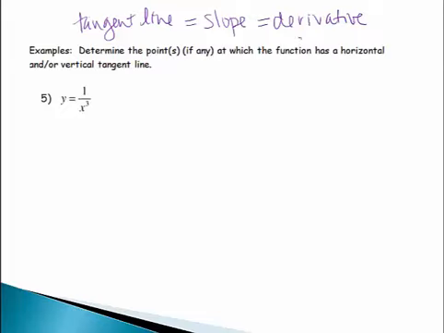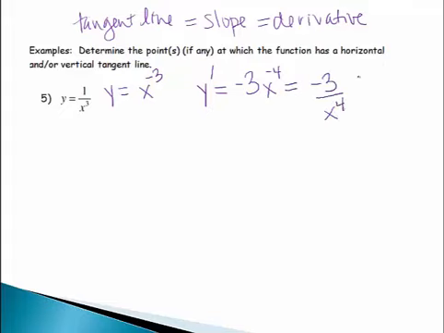So what do I need to do? I need to figure out the derivative. So y is actually equal to x to the negative third. These are identical functions. And now I'm going to figure out the derivative. So y prime, I'm going to use the power rule. I'm going to subtract an exponent. And then I'm going to simplify. Here's my derivative. Take a look at this.